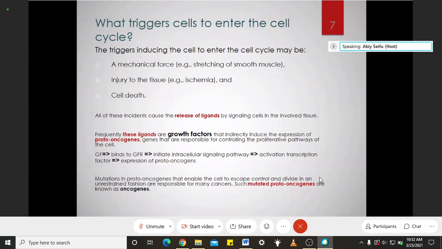So the cells do not randomly enter into the cell cycle. There are triggering factors. At least you have to know these three important triggering factors. The role of these triggering factors is to release ligands, or chemicals known as growth factors. The role of the growth factors is to stimulate the cells to initiate intracellular cascades that will ultimately result in the expression of genes, proto-oncogenes.